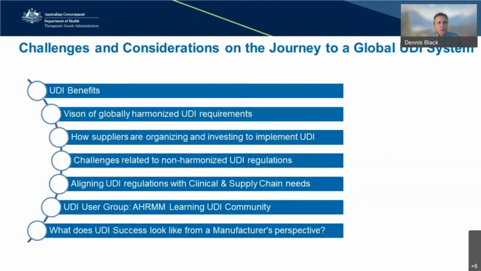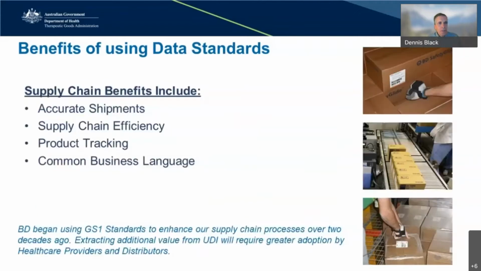Now for UDI benefits, BD implemented GS1 data standards several decades ago. And when we implemented these data standards, we had no idea that we'd have a UDI regulation. But we implemented GS1 standards so that we could improve our internal supply chain. And that was for accurate shipments and supply chain efficiency and to track products, which is an expectation of regulators in virtually all geographies. And then we were also looking ahead towards a common business language. We could have used a proprietary standard and fulfilled our internal requirements, but believed that it was best if we picked a common standard so that others might be able to leverage our investments.